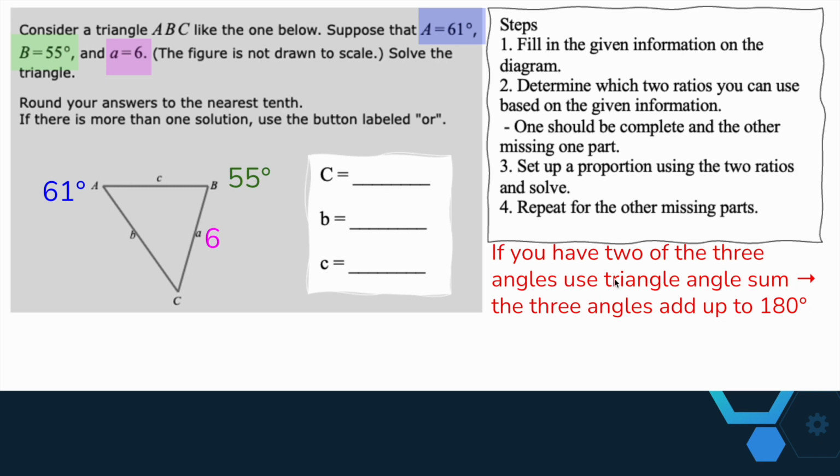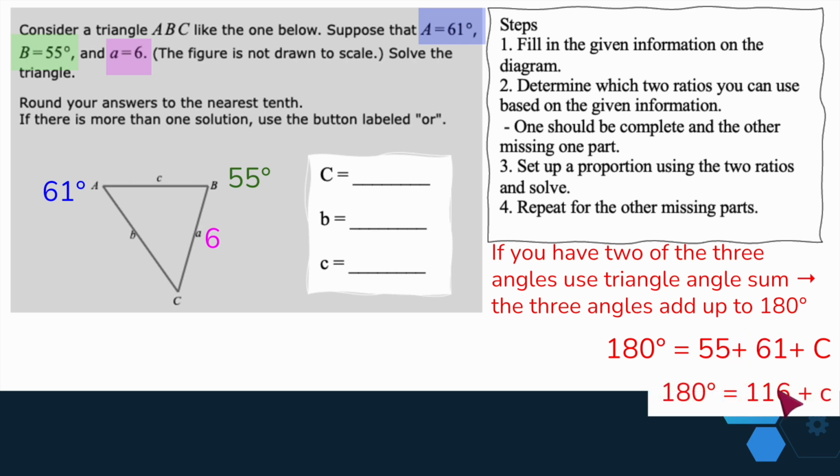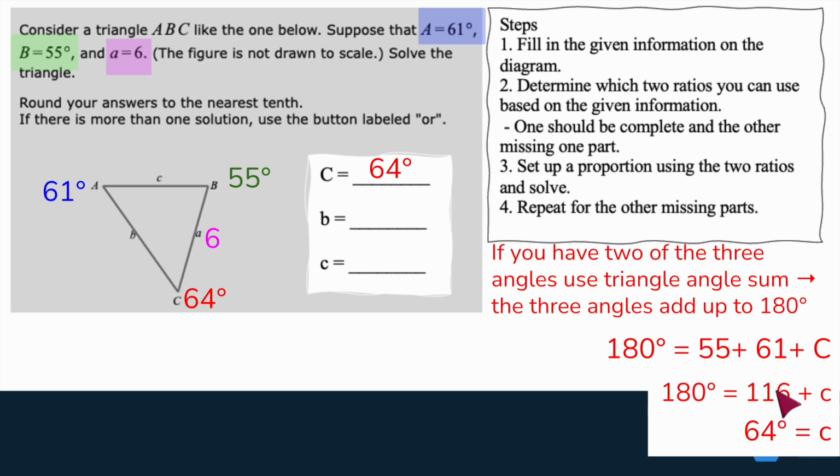If you have 2 of the 3 angles, remember you can use the triangle angle sum theorem, which just says the 3 angles add up to 180 degrees, right? So I have 61, I have 55. Well, I can use the triangle angle sum theorem to figure out what angle C is, right? 180 equals 55 plus 61 plus C. So I'm going to add 55 and 61 together. And then I'm going to subtract 116 from both sides so that I can figure out what's left over. So 64 degrees is what's left over for angle C.